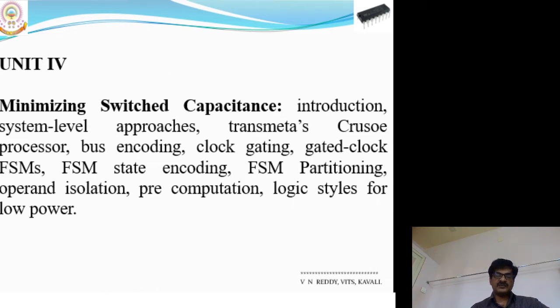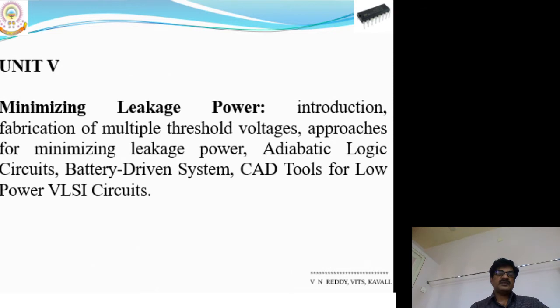Then coming to the fifth unit, it concentrates mainly on the reduction of leakage power. What are the different approaches used to reduce leakage power? And another important concept, adiabatic logic, we can also see here. In addition, what are the different CAD tools available for reducing power? So this is briefly the content of each and every unit of the subject low power VLSI circuits and systems.